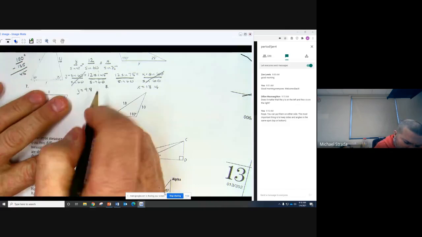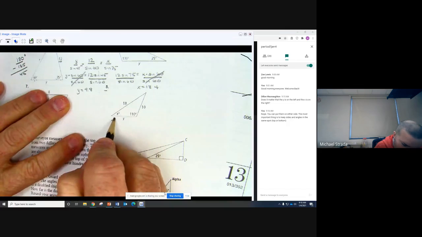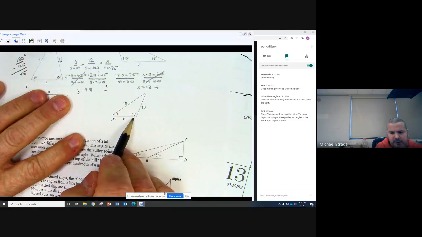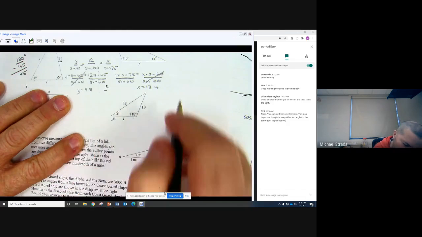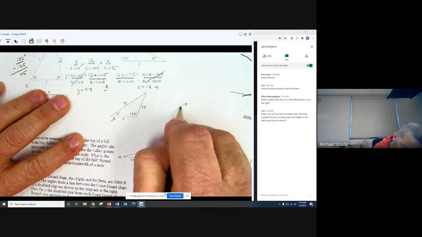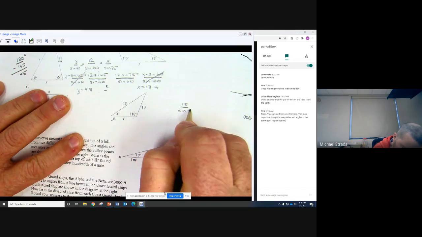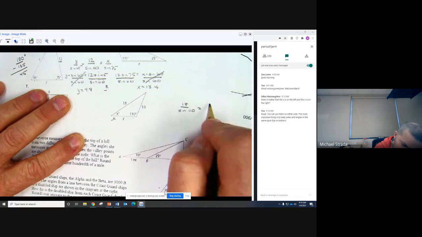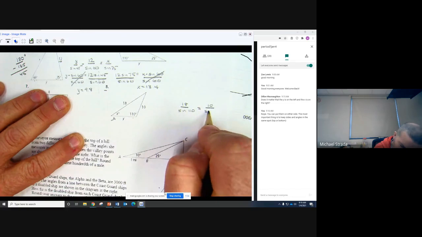All right, so now I'm looking at number 8. The difference with number 8 is one of my variables is an angle. The 18 and the 110 are opposite each other. Neither of them are variables, so that's what I'm going to put in the middle. So 18 over the sine of 110 equals 10 over the sine of x.